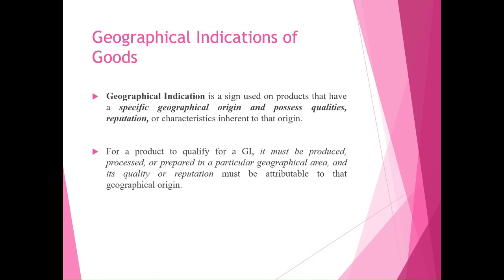So let's just quickly start this video, geographical indication of goods. Geographical indication of goods, for example, like basmati rice from India, Darjeeling tea from Assam, champagne from France, whiskey from Scotland, feta cheese from Greece. So these are some perfect examples of geographical indication of the goods.